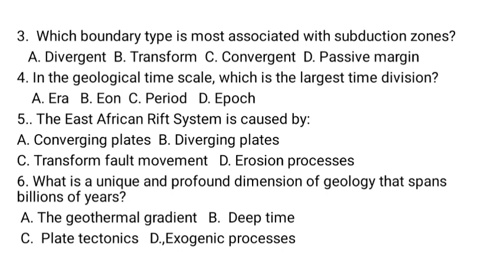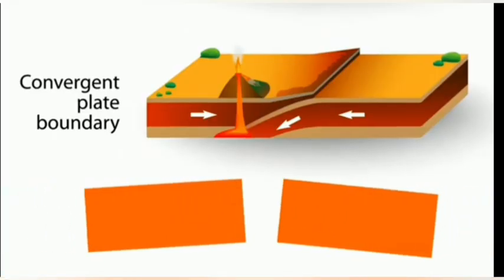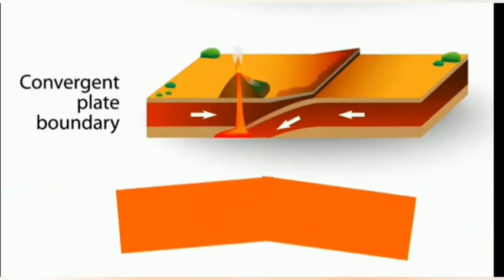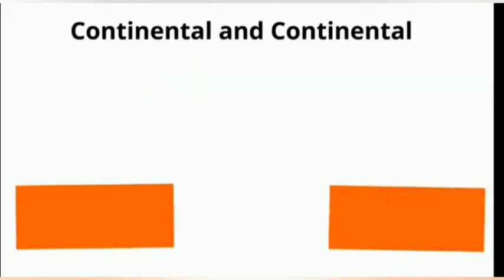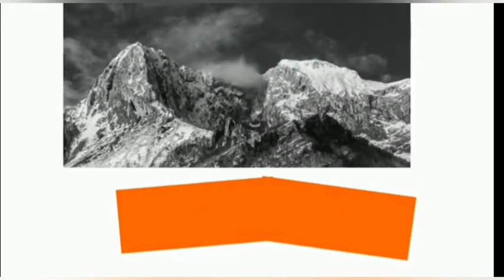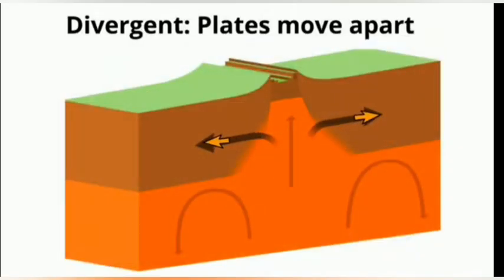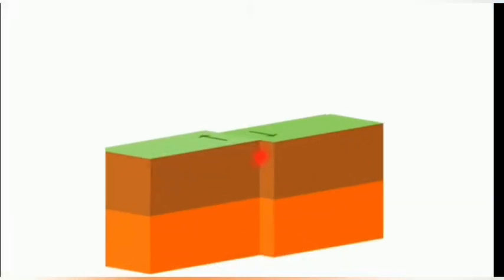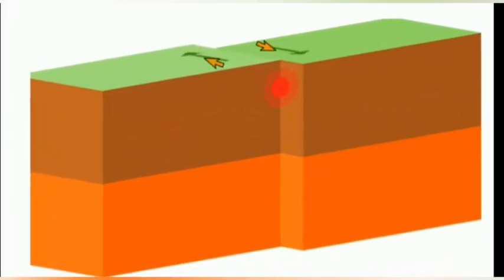Good. The most associated boundary is convergent. C is the correct answer. At convergent boundaries, one plate is forced under another. This process is said to be subduction, but A, B, and D are not correct. Why? Divergent is the movement of plates apart from each other, while transform is the sliding movement of plates to each side, and no active plate interaction. D is not the answer also.